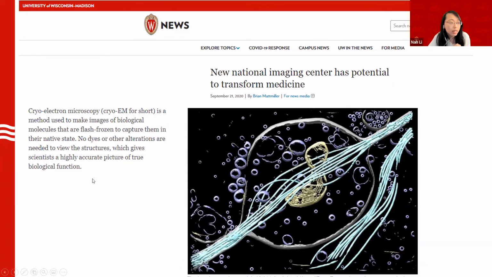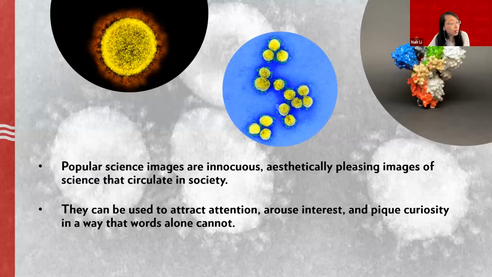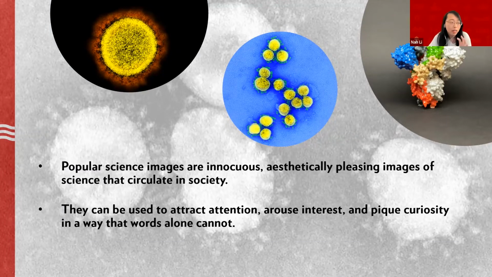Okay, so I guess this is just an example that shows you how science heavily relies on visuals to advance itself and develop new knowledge for society. And so on the other hand, you have popular science images. Okay, so those are a different category. Yes, most of them are accurate. They are supposed to explain science and represent science. However, most of the time they are innocuous, aesthetically pleasing images of science that circulate in society.